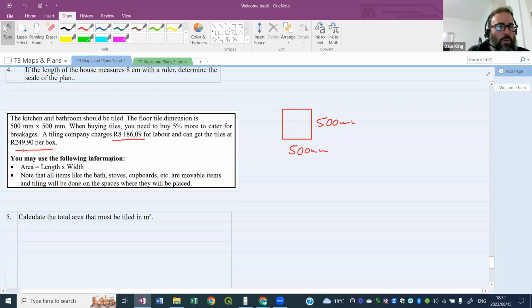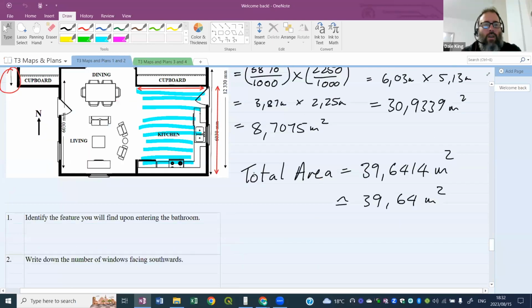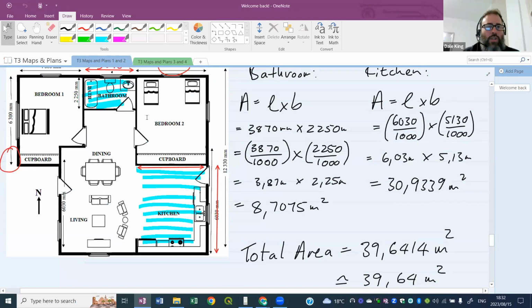We may use the following information: area equals length times width. We know that. And then it says note that all items like bath, stoves, cupboards, etc. are movable. When tiling is done in the spaces, they will be replaced. So what that means is all these appliances in the map that you see will be removed, the tiles will be put down, and then those items will be put back in. So what that's saying is ignore all the appliances and fittings you see. Pretend it is a blank space. That's what they're trying to tell you.